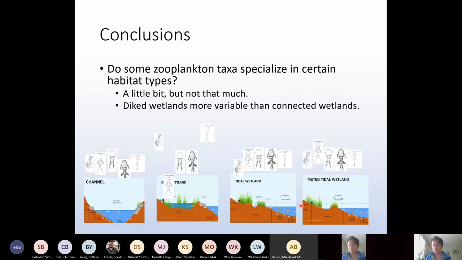So probably a lot of the benefits that we see in wetland restoration are going to come from the epibenthic and epiphytic critters, which we know are much more common in the wetlands, rather than from the zooplankton themselves. And we'll also probably see export of vascular plant detritus to the zooplankton community in some cases.